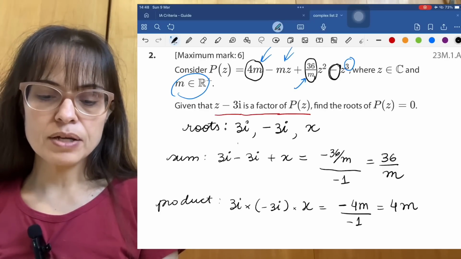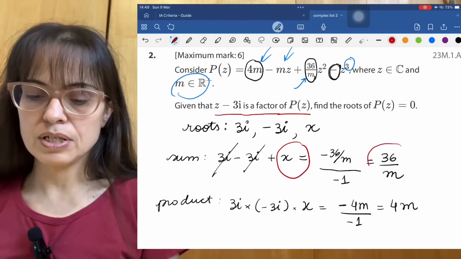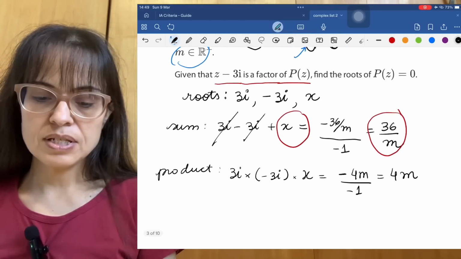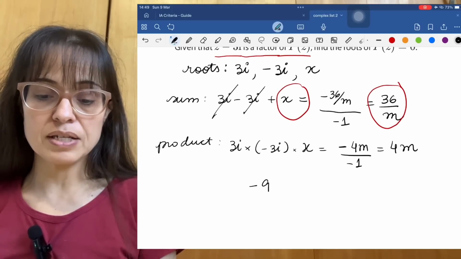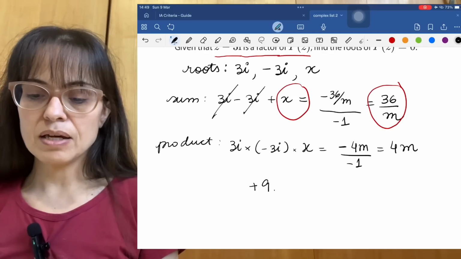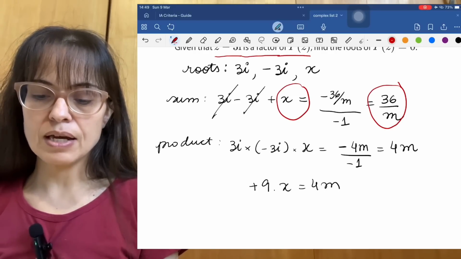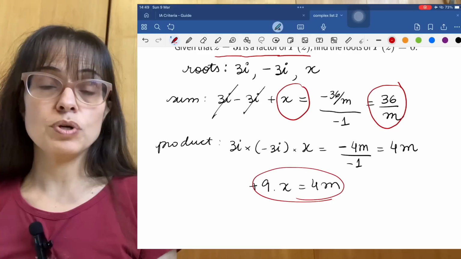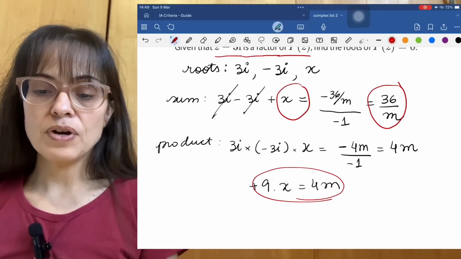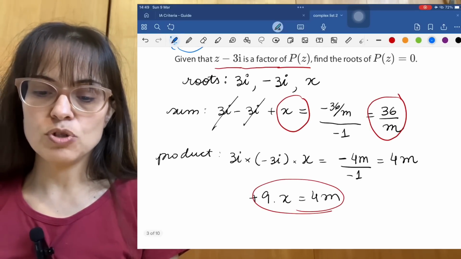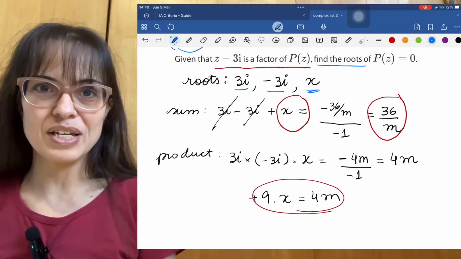Now 3i minus 3i cancels out, so I have x equals 36 over m. And in the second equation, I have minus 9 times i, so that's plus 9 times x is equal to 4m. That is my second equation. I have two equations in two unknowns, x and m. What I want is to find x, right? Because he asked me to find the roots. I already have two roots. I need one more, which is x.